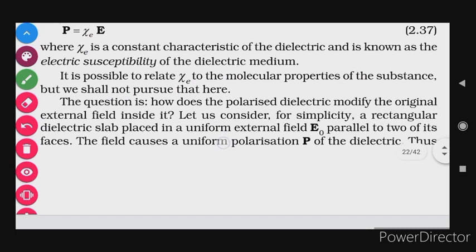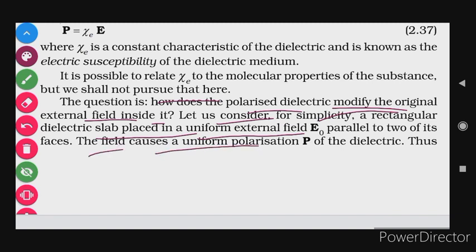The next question is: how does the polarized dielectric modify the original external field inside it? I have already explained this in the previous paragraph, but now we will see what happens at the molecular level, so let's read further. Let's consider, for simplicity, a rectangular dielectric slab placed in a uniform external field E0 parallel to two of its faces.